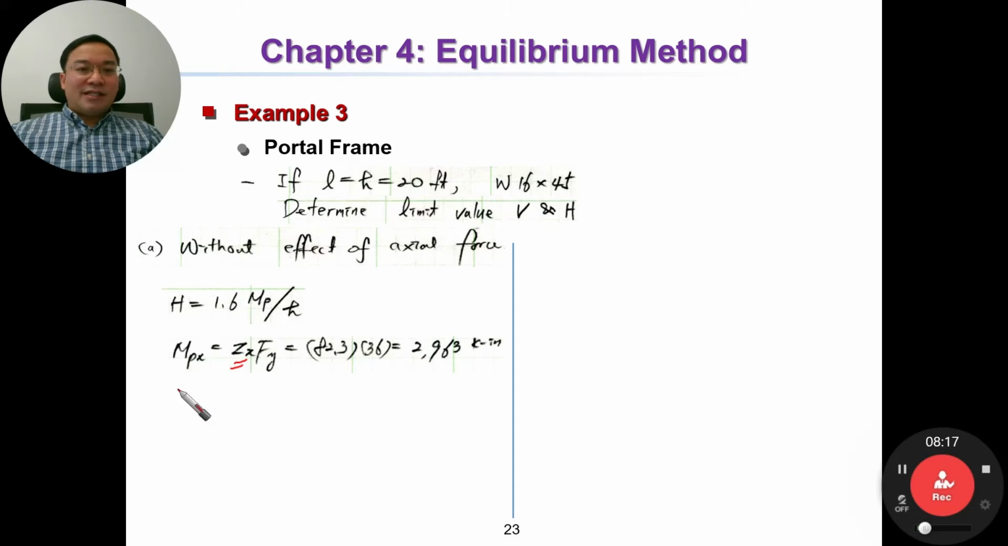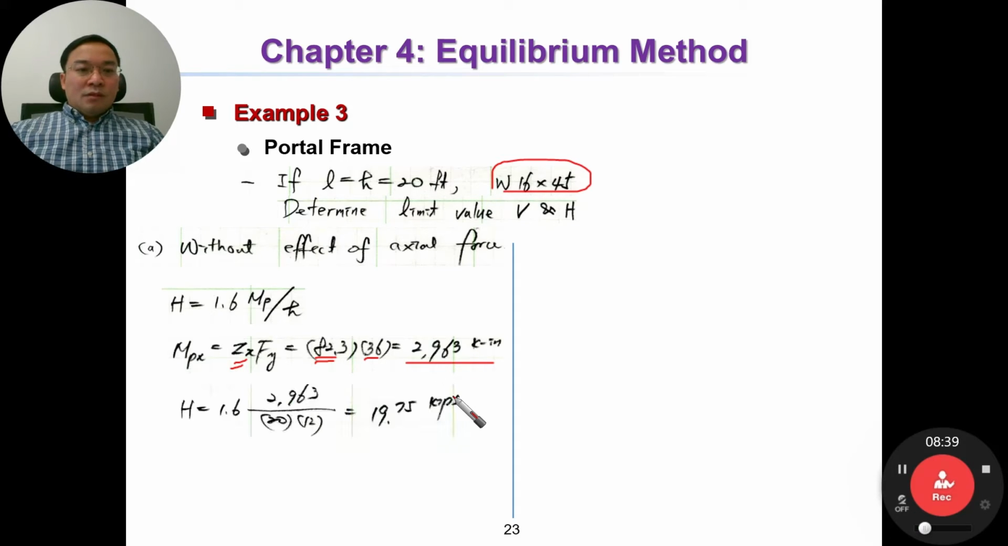weak axis, okay. In the column, we have to consider the weak axis. Mpx equal to Zx Fy, and the Zx of this section equal to 82.3 multiplied by sigma y equal to this one. And now H is very simple, equal to this one, okay? Then equal to this one.